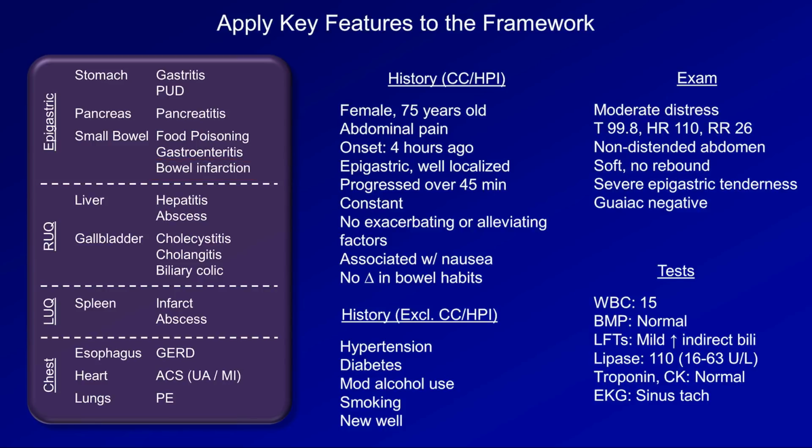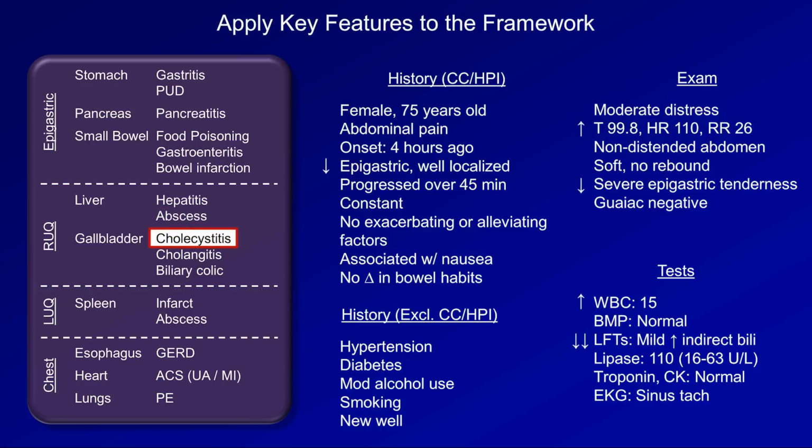I'll be pretty quick with the organs in the right and left upper quadrants because the presentation doesn't particularly support any of them. The unremarkable LFTs in and of themselves rule out acute hepatitis. Hepatic abscess usually has symptoms localized to the right upper quadrant and is also associated with LFT abnormalities and a normal lipase.